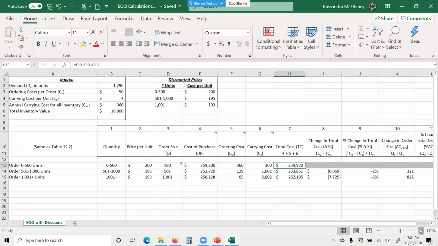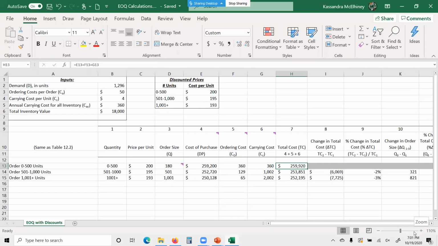Let me make this a little bigger. There we go. So what happens if we order 501 units? Our price per unit actually goes down to $195. So we'll see a drop in the total cost of purchasing goods, total cost in obtaining our inventory. Our ordering cost will decrease too, but our carrying cost is going to increase.